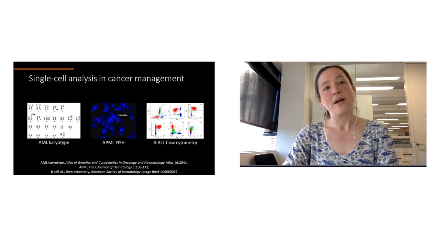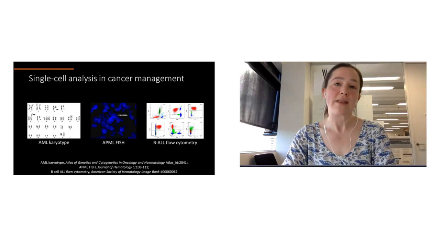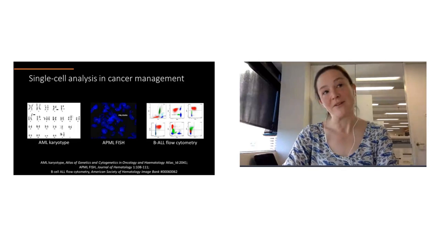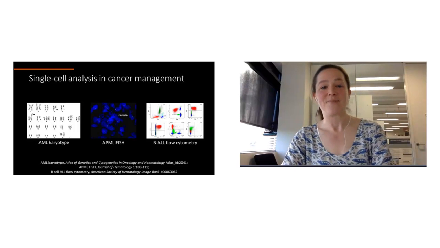So how can newer, high-resolution single-cell technologies complement these traditional methods and bring benefits to patients? To start our discussion, I'll now hand over to our first speaker, Nick.